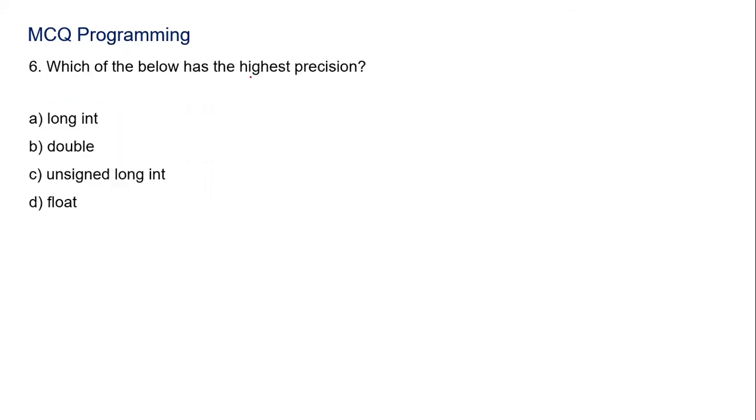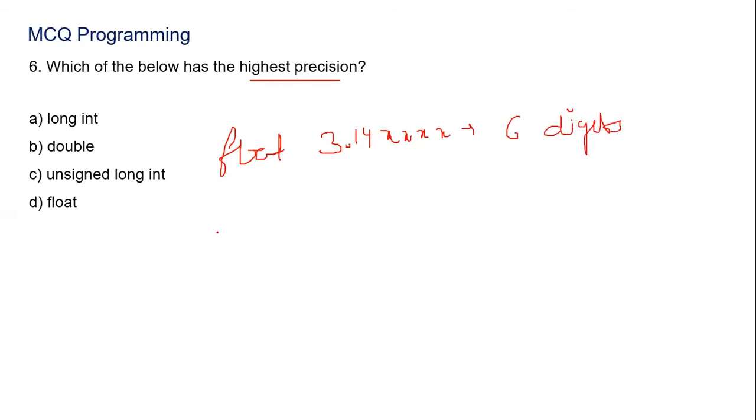Next question, which of the following has the highest precision? Now when we talk about float, the float has a value something like 3.14 and so on. It has 6 digits of precision towards the right. But when you use double, you have 3.14 up to 14 digits. You have precision up to 14 digits.